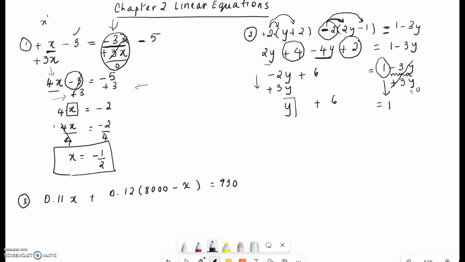Now remember, the goal is to get y by itself. That's what solving for y means. So subtract the 6 on both sides. So you have -6 plus 6 equals 0. So that's how it disappears. And you have y equals 1 minus 6. And that is equal to -5. Your answer is y equals -5.